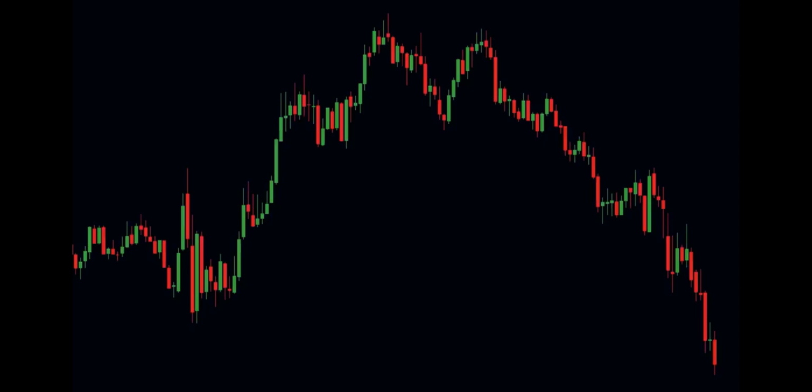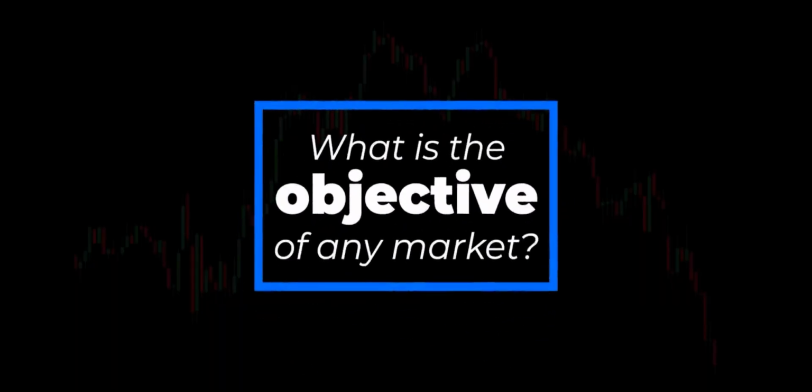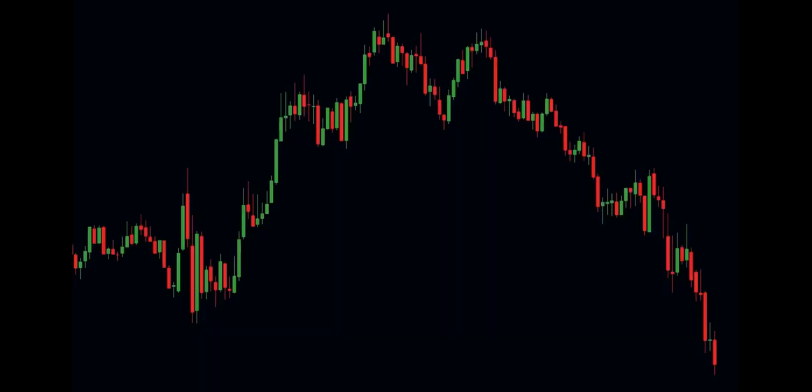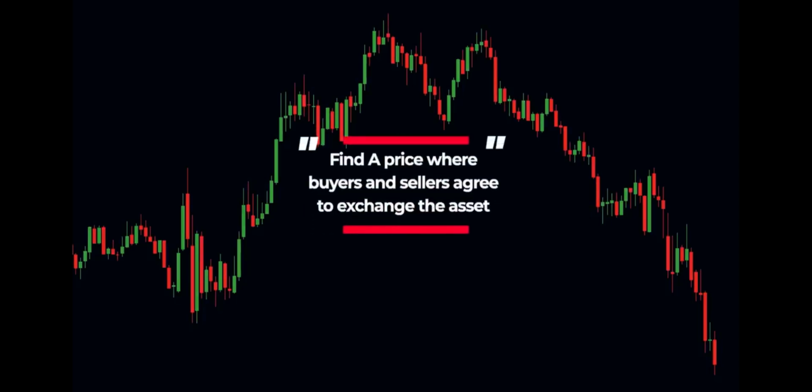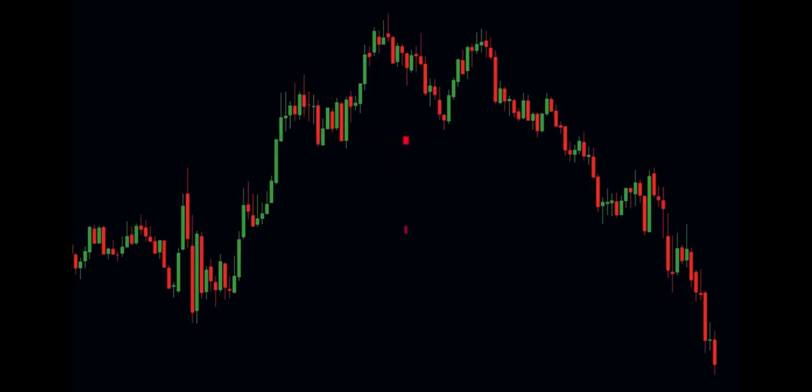To understand the value zones, we must first understand the reason behind any price move. I know this part of the video might seem very basic, but stick around, it will change the way you perceive the market movements. So my question to you is, what is the objective of any market? The objective of any market is to facilitate trade. The goal of the markets is to find a price where buyers and sellers agree to exchange the asset. Let's understand how the markets move with an example.